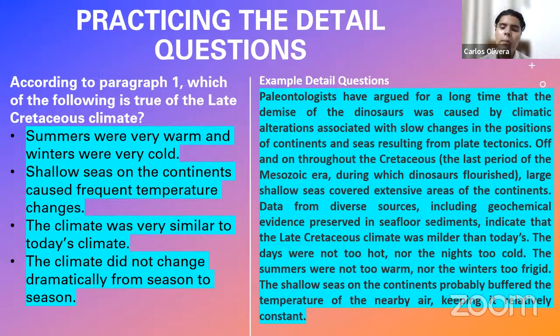Look at it. In the end of the passage, it says, the days were not too hot, nor the nights too cold. The summers not too warm, the winters not too frigid. What does this mean? That the climate did not change, right, dramatically. The shallow seas of the continent kept the air constant. So, as you can see, with other words, it's expressing the exact same information that the paragraph mentioned about the Cretaceous climate. That's fine, okay?